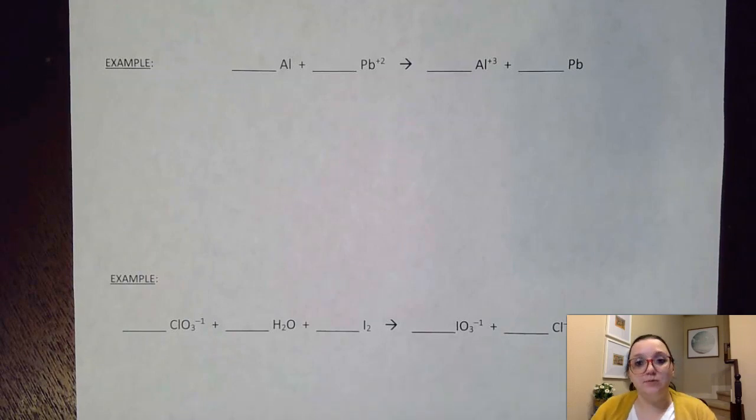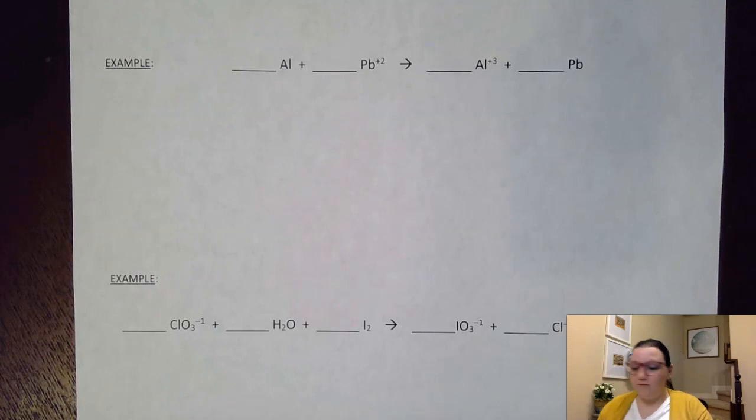And remember, that's what this process is trying to do. It's trying to ensure that electrons lost and electrons gained are equal. So we have to be really careful on those net ionic equations, because even though it might look like it's balanced, it might not actually be balanced.